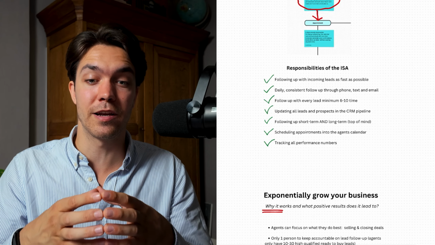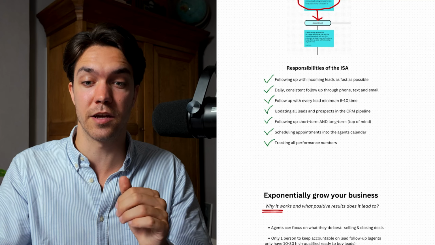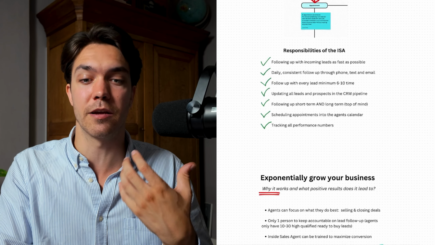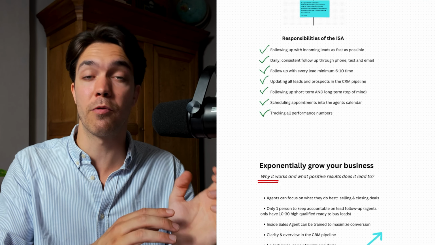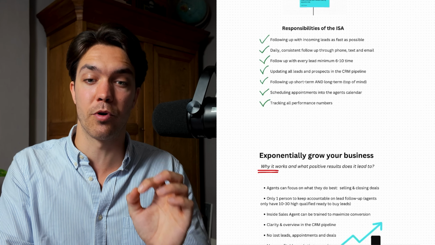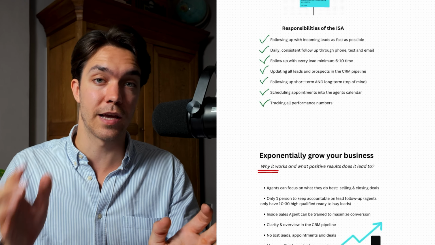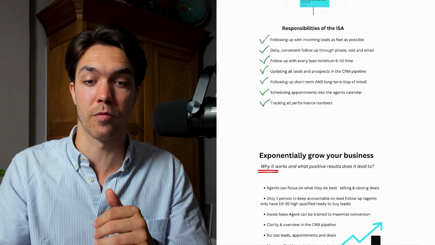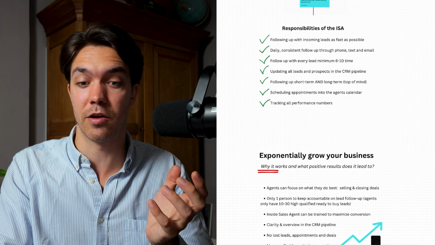Follow up with every lead a minimum of 6 to 10 times, update all of the leads and prospects in the CRM system, follow up short and long term to stay top of mind with clients, and schedule appointments into the agent's calendar. And then lastly, track all of the performance numbers so you can keep them accountable.